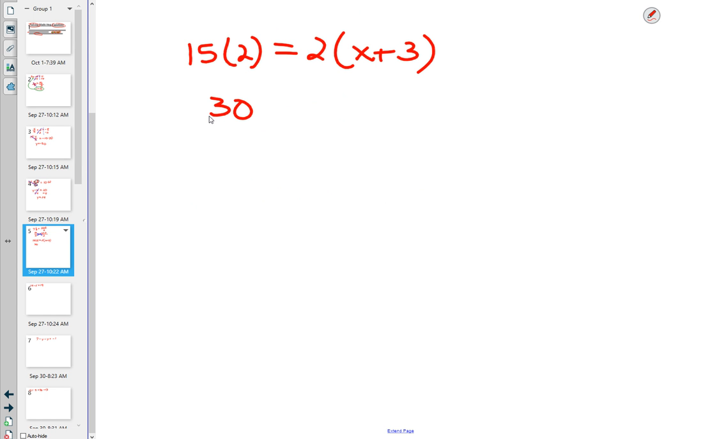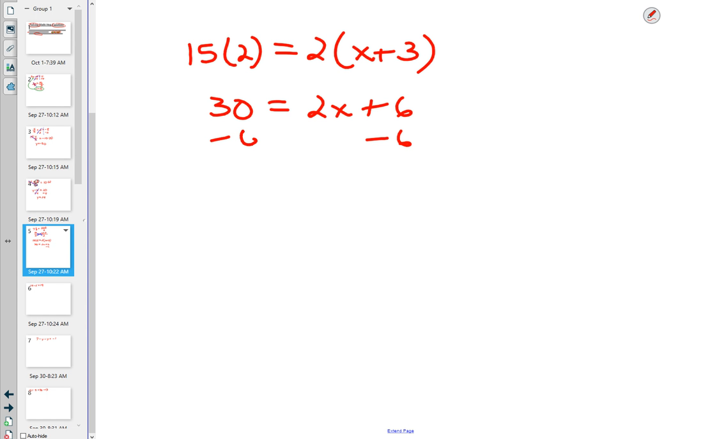What do I have to do on the right side? Here. Being that I put the 2 times the x plus 3 on the right side, what do I have to do on the right side here? I have to distribute. Ferris, you've been dying to distribute, so there you go.